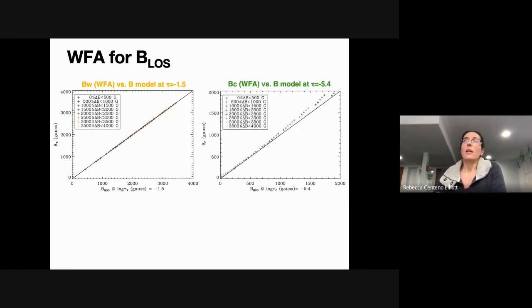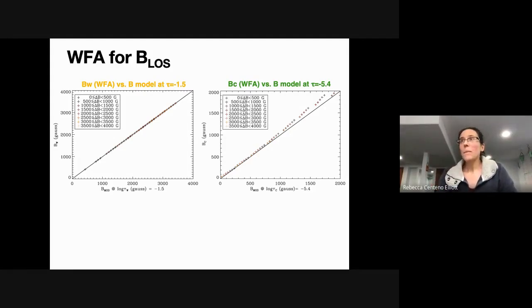I did the same for the inferences from the core of the spectral line. So these are the weak field approximation inferences on the y-axis, and the model magnetic field evaluated at log tau minus 5.4. This was the average log tau for the core of the line. And what I get is that the inferences map rather well the magnetic field of the model up to about 1,000 to 1,200 Gauss, depending on how good you want your assessment to be.